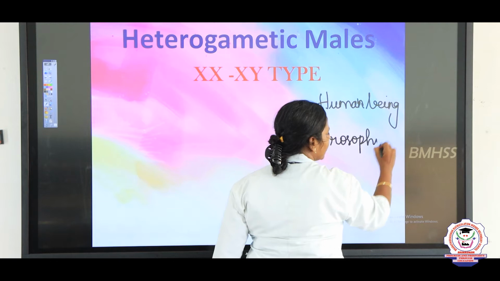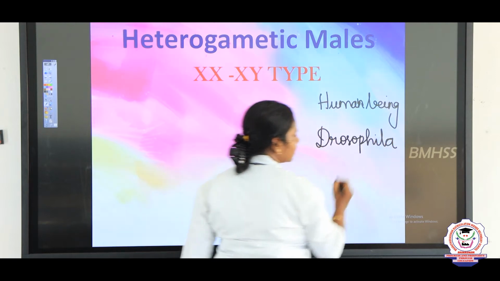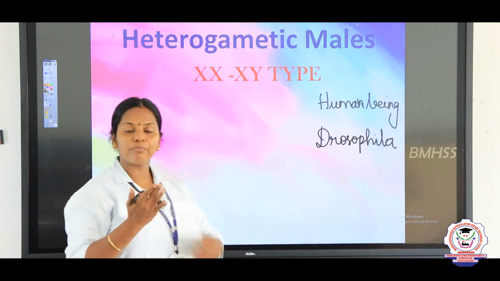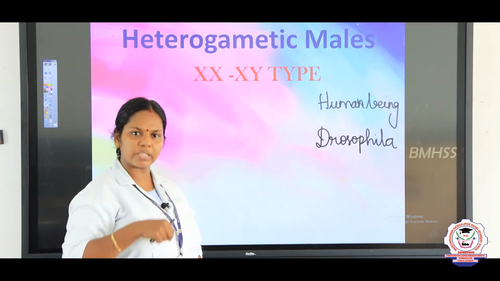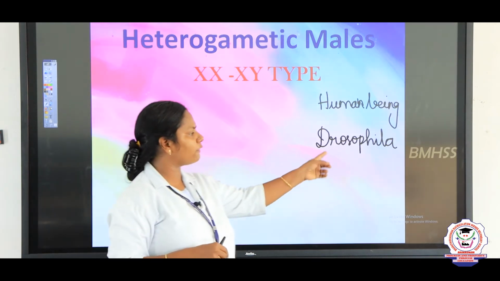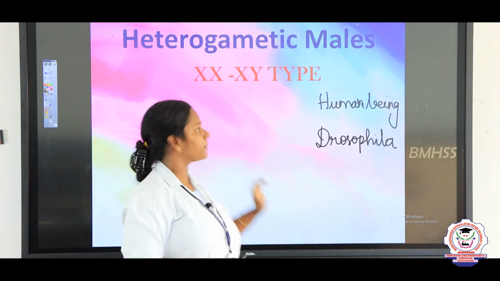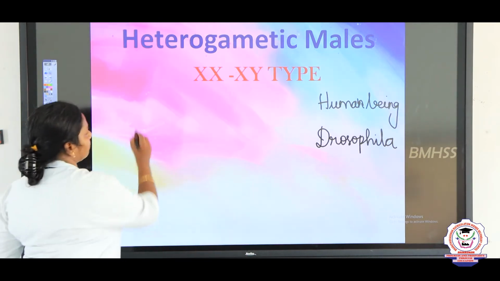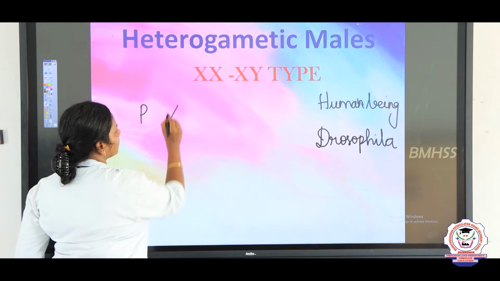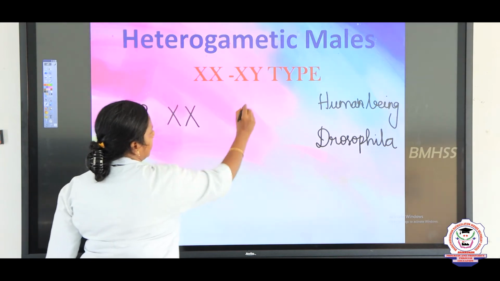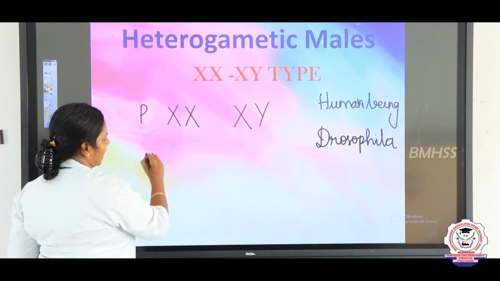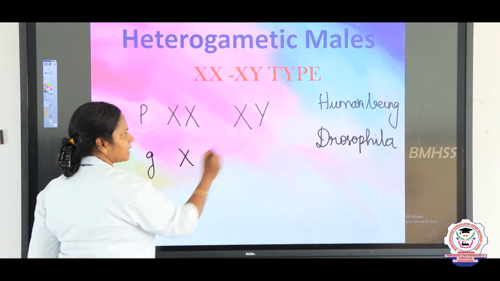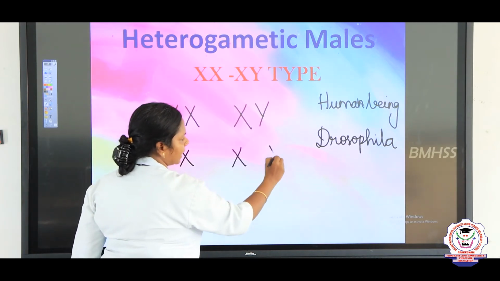Drosophila you all know. What is Drosophila melanogaster, children? Fruit fly. When you cut some fruits, you can see small mosquito-like insects flying around the fruits. So it is ideal for the study in genetics. So XX, XY type: if the parents are XX and XY type, what will be the gametes produced from these, children? The gametes will be X, and from here two types of gametes will be produced.